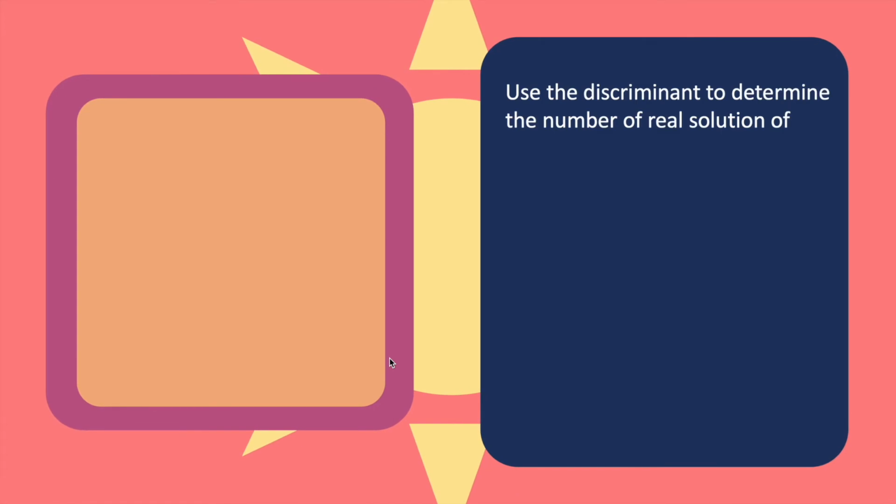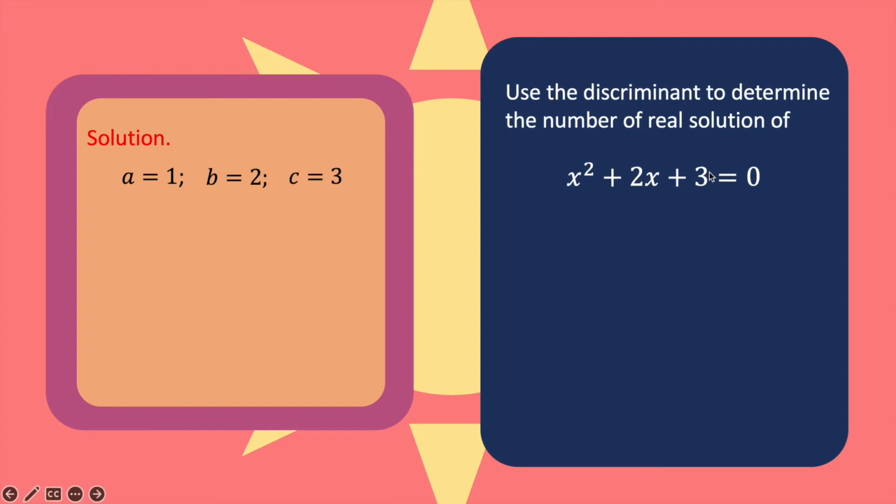Another example, use the discriminant to determine the number of real solutions of x squared plus 2x plus 3 equals 0. So for the solution, first, let us recognize the values of the numerical coefficients. Here, the numerical coefficient under the term x squared is 1. For b, that will be 2. And for c, positive 3.